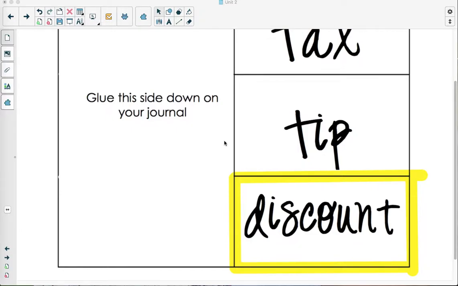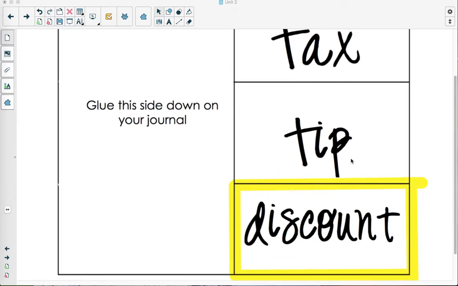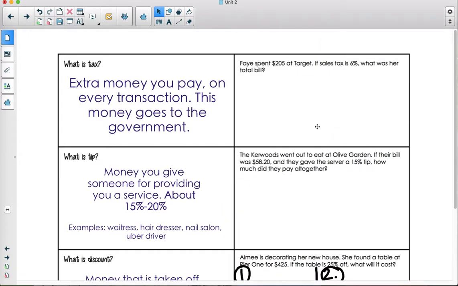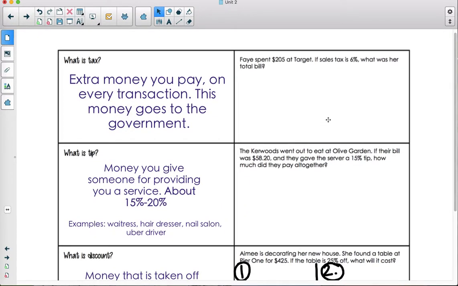Today's lesson is over discount. So I need you to take out your foldable that is in your math journal already. We already filled out the tax and tip portion of this foldable, and today we're going to fill in the discount portion. So take a second, get that ready. And then we're going to go into the inside of this foldable.